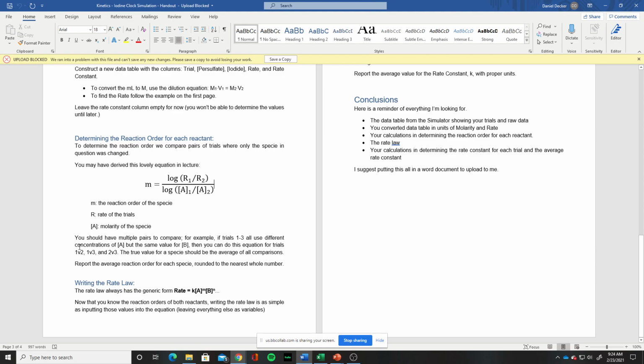Okay, so continuing on here, it says you should have multiple pairs to compare. For example, if trials 1 through 3 all use different concentrations of A, but the same value for B, then you can do this equation for trials 1 versus 2, 1 versus 3, and 2 versus 3. The true value for a species should be the average of all comparisons. Report the average reaction order for each species rounded to the nearest whole number. And they should be pretty close. Like, you shouldn't be getting 1 and 2 and 1.5. They should be pretty close, but they might vary a little bit.